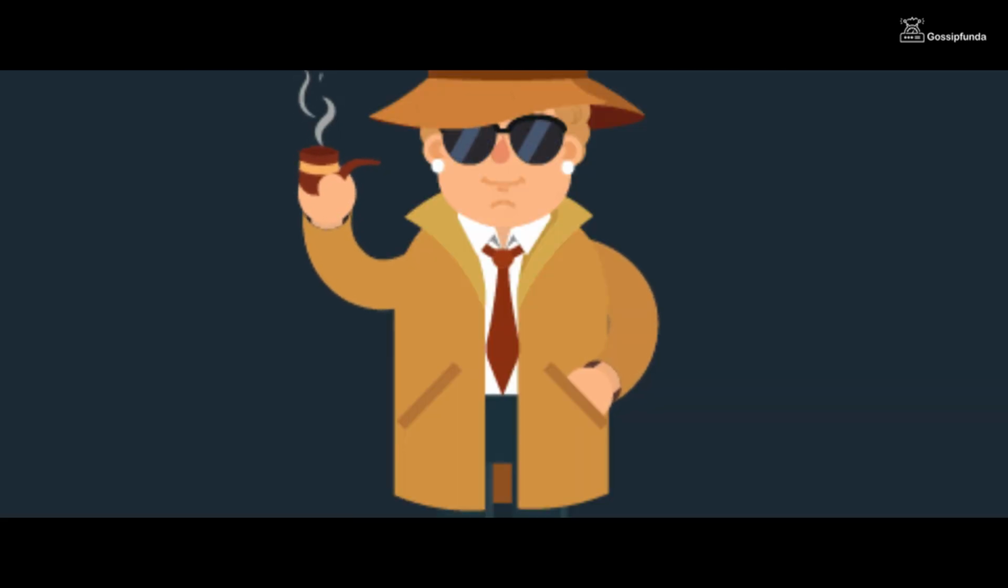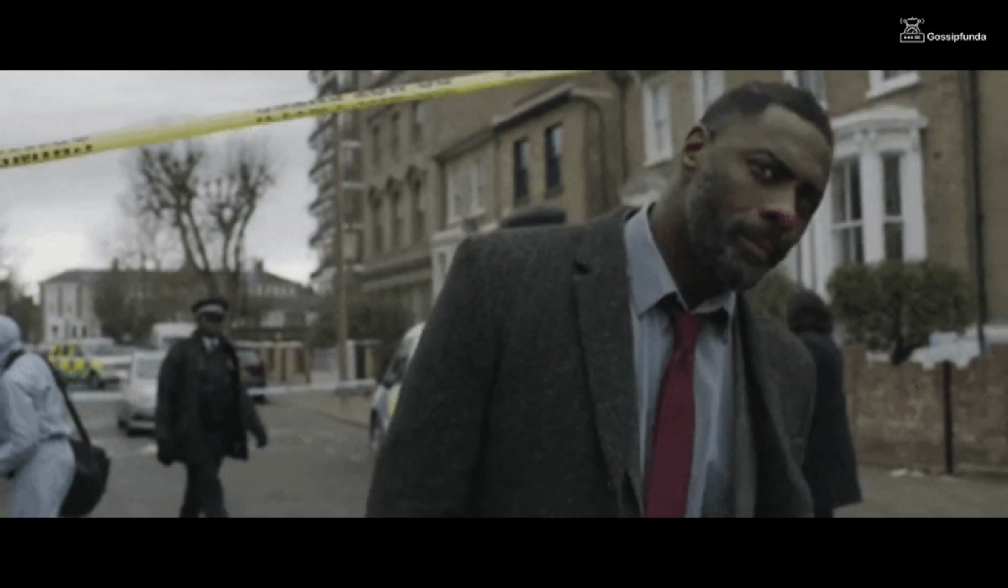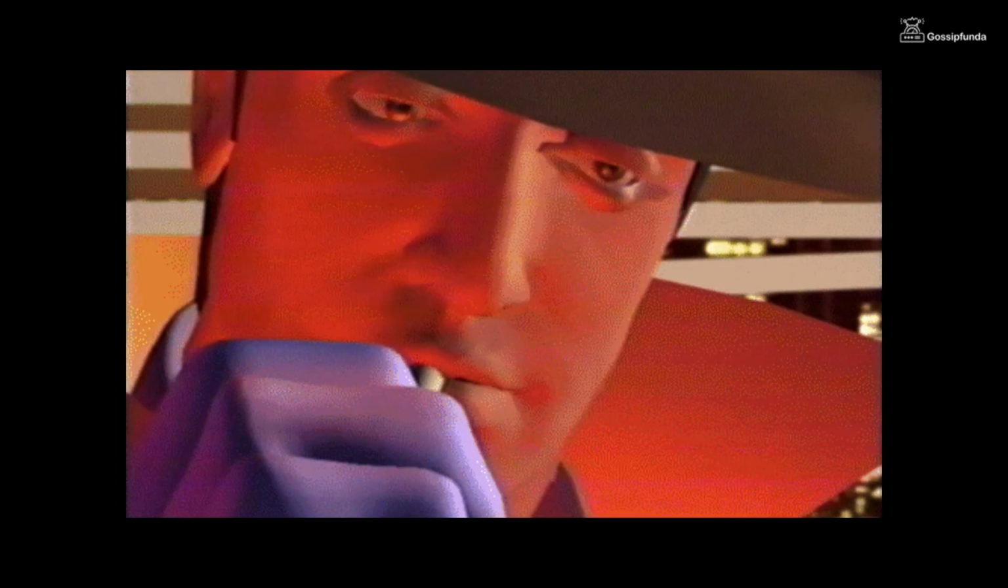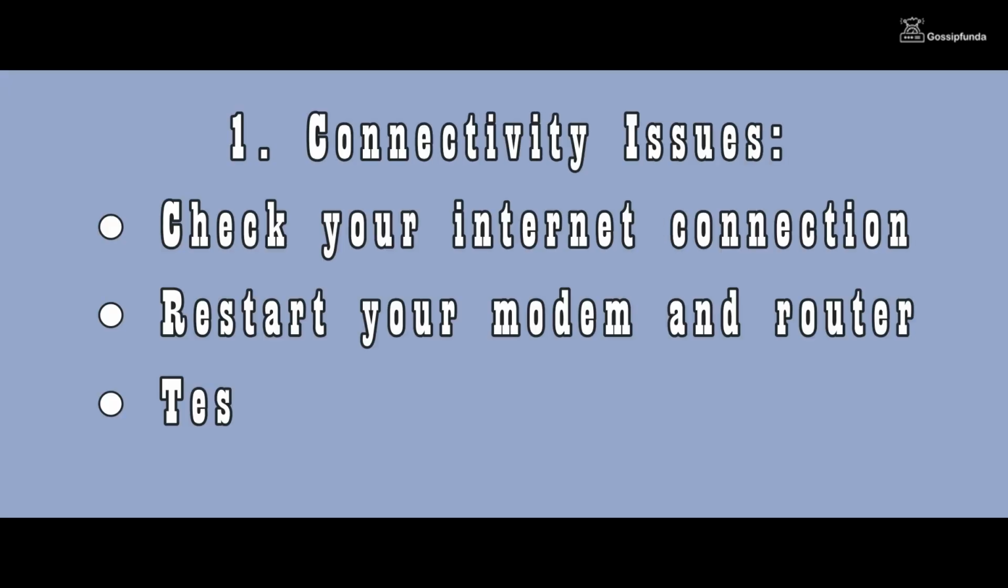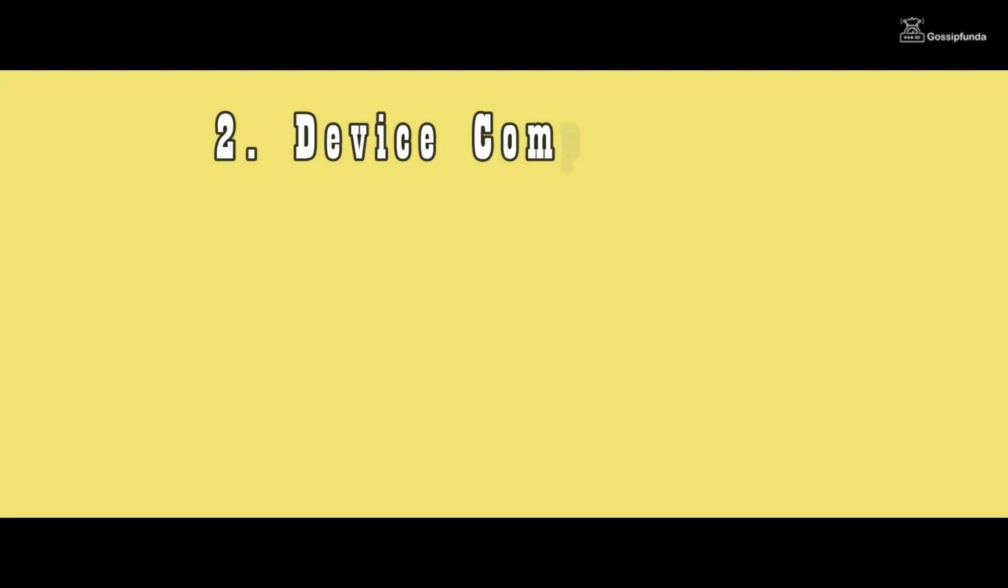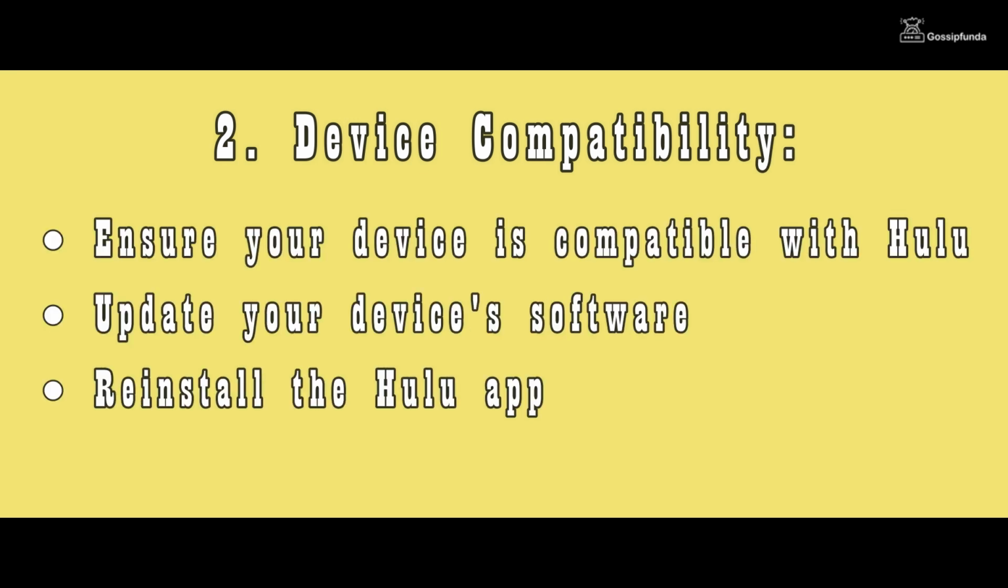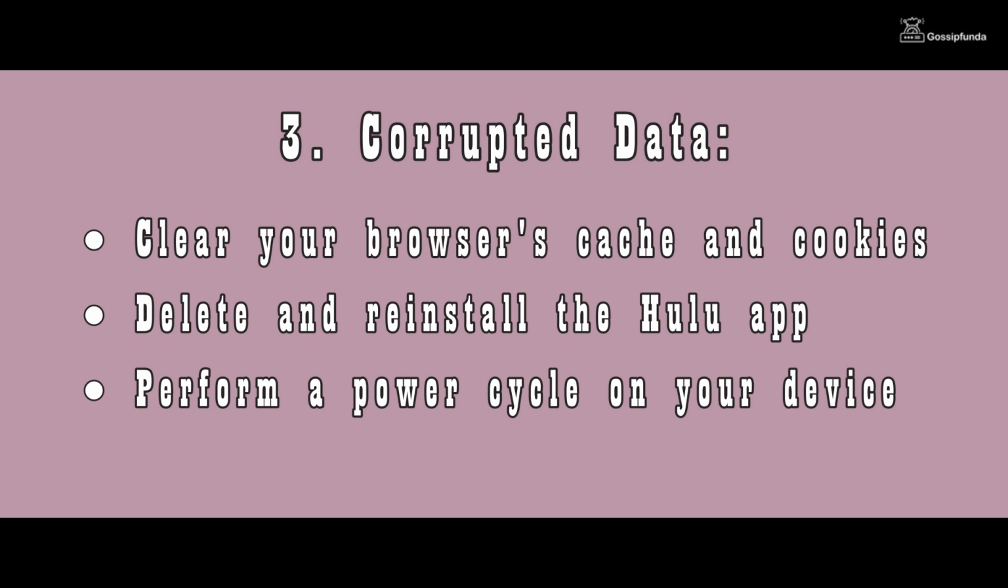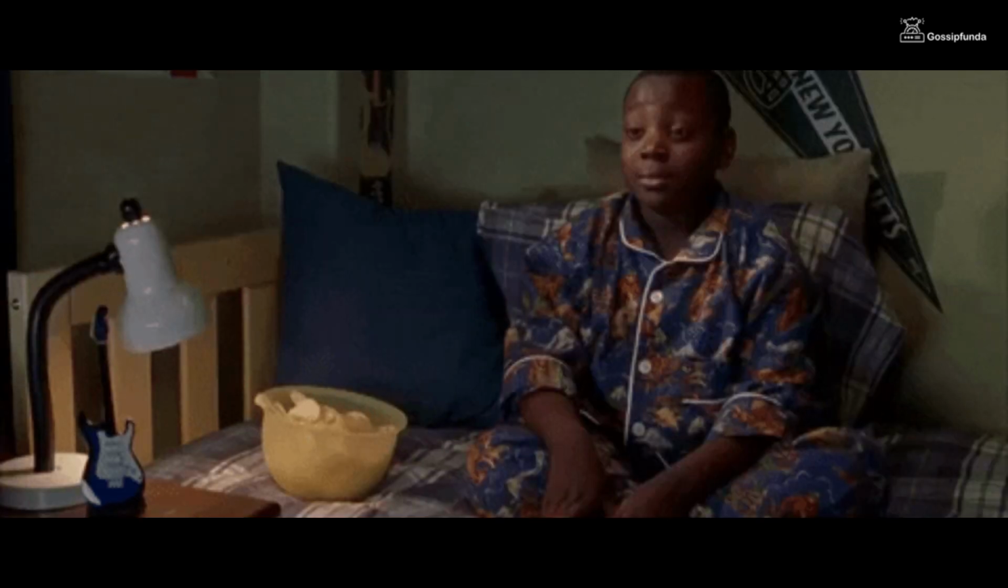Now that we have identified the culprits, it's time to take action and restore order to the land of Hulu. Here's how to tackle each suspect. Number 1. Connectivity issues. Check your internet connection, restart your modem and router, test your connection speed. Number 2. Device compatibility. Ensure your device is compatible with Hulu, update your device's software, reinstall the Hulu app. Number 3. Corrupted data. Clear your browser cache and cookies, delete and reinstall the Hulu app, perform a power cycle on your device. With these solutions in hand, you will be well equipped to confront the rununk13 error code and banish it from your streaming realm.